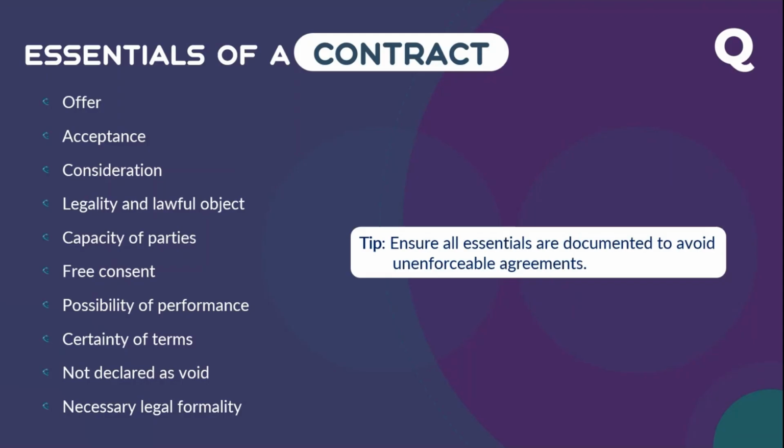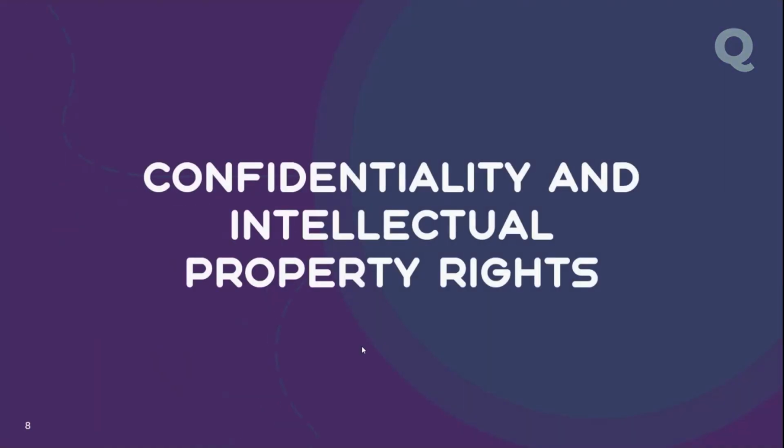The first thing you have to ensure is that this contract is not void or not voidable. For that purpose, ensure the essentials of a contract are met. Let us go to the next important thing, which is confidentiality and intellectual property rights.